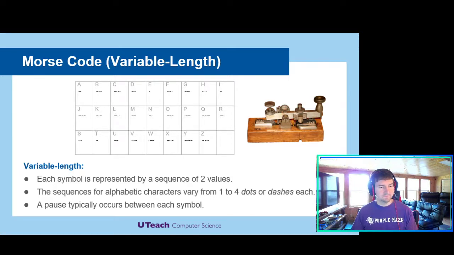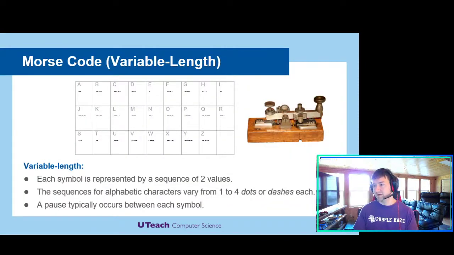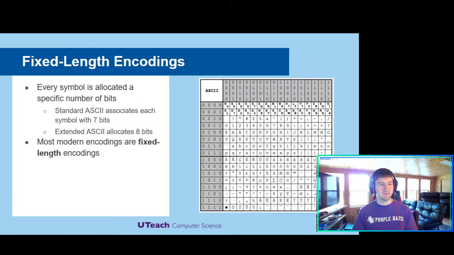So anyway, let's look at fixed length encoding. So variable length encoding, again, is like different amounts of bits per thing you're trying to represent. But with fixed length encoding, it's always the same length when you're trying to represent something.